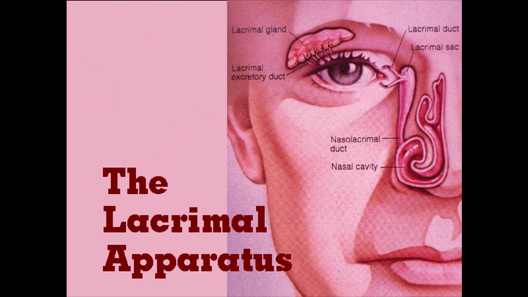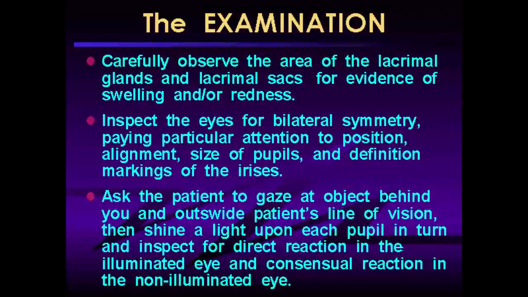First, carefully observe the areas of the lacrimal glands and the lacrimal sacs for evidence of swelling. Inspect the eyes for bilateral symmetry, paying particular attention to their position, alignment, size of pupils, and clear definition in the markings of the irises. Take note if the sclera is visible above the iris when the subject looks downward. Some degree of exophthalmos is present, suggesting a possible hyperthyroid state.